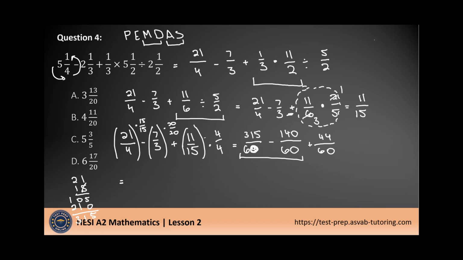So that's going to be 175 over 60 plus 44 over 60, which is going to be 219 over 60.